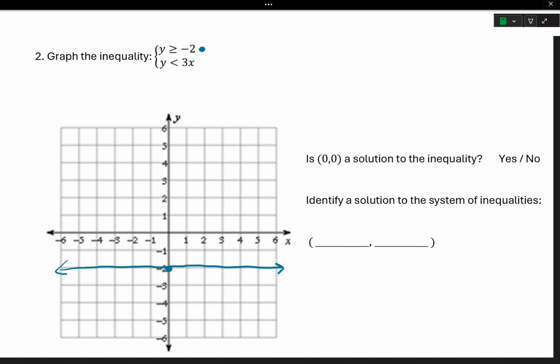Let's think about our shading. Greater than means we are shading above our line, and I think it's easy to see where that's going to be here.